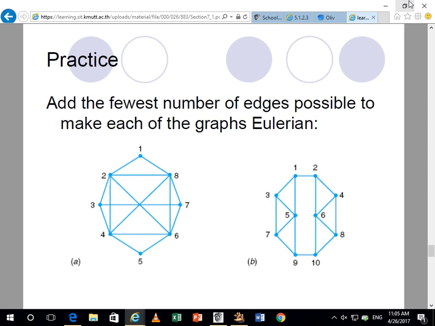Okay, just want to show you this because we talk about this. So this is actually a theorem. It's not in your notes, but something that you should know. And sometimes we call that the handshaking theorem.